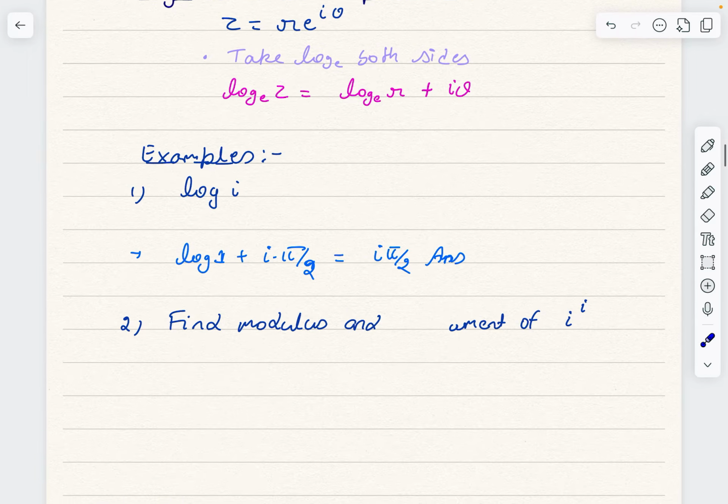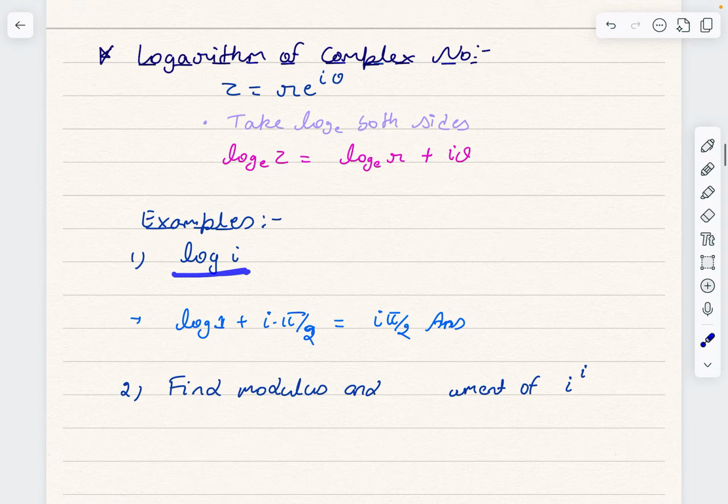For example, log iota. If you want to find out log iota, you can see its modulus will be 1. So log 1, and its argument will be pi by 2, so iota times pi by 2. Log 1 will be 0. So 0 plus iota pi by 2, you get just iota pi by 2.